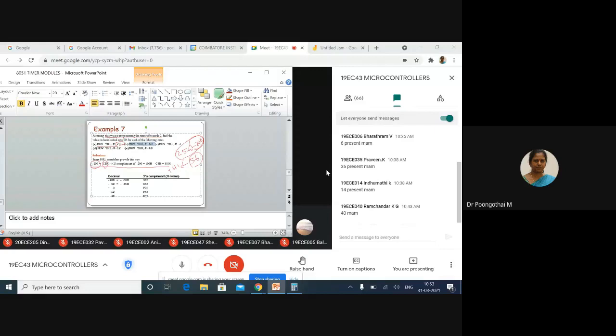Okay, அதுக்கப்புறம் you have to calculate 2's complement for that particular number, find out that value, load that value into TH now. So what is the 2's complement of 60? What is the 2's complement of 60?